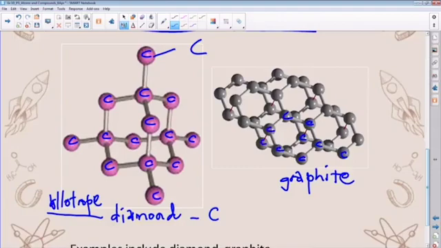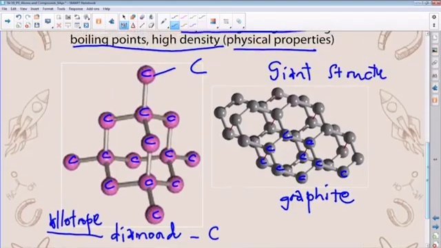So these are what we call the giant structures or lattice structures. So carbon forms allotropes such as diamond as well as graphite. So this is a giant structure or lattice structure of a substance. So we call these network structures, covalent network structures. Covalent, why? Because of that which is the bonding. That's covalent bonding between the atoms of the same kind.